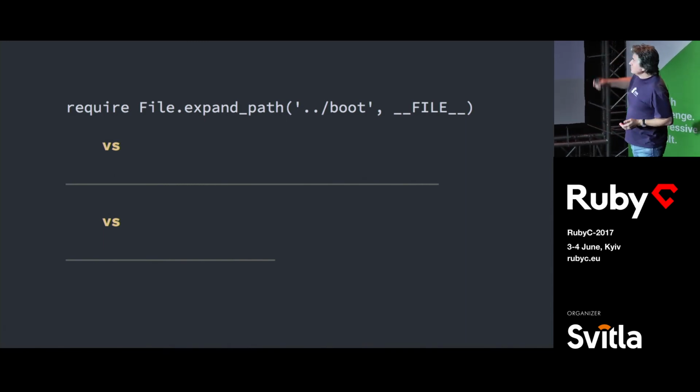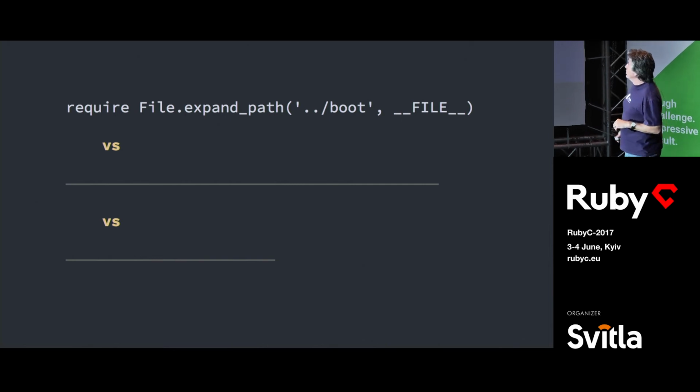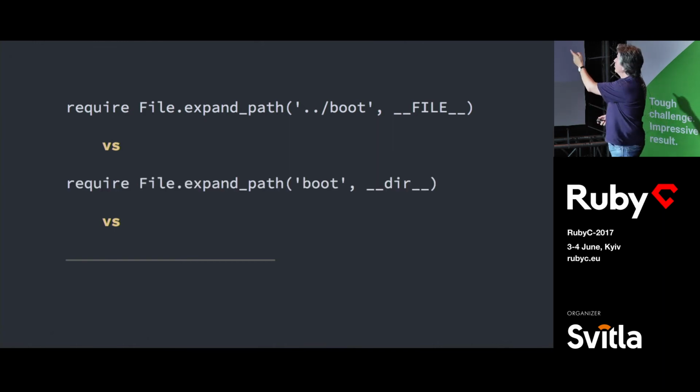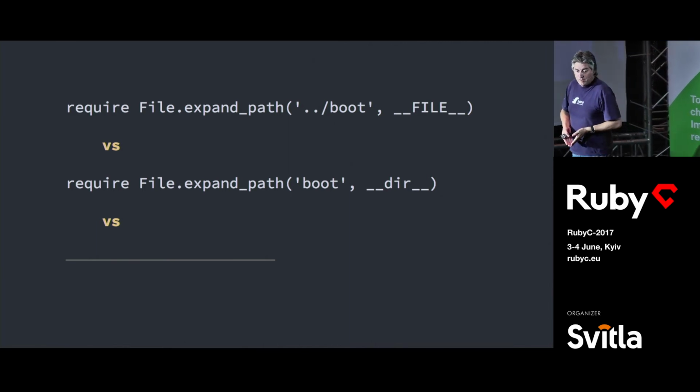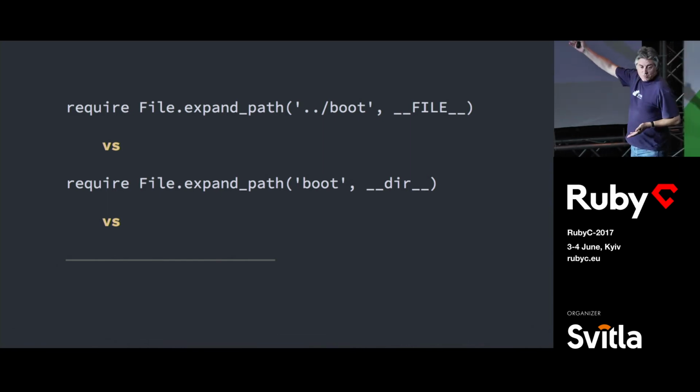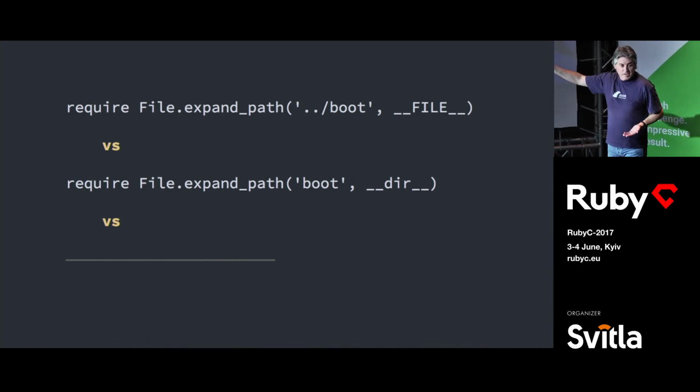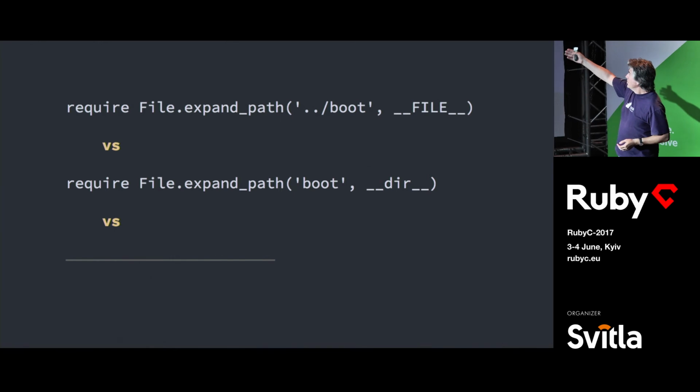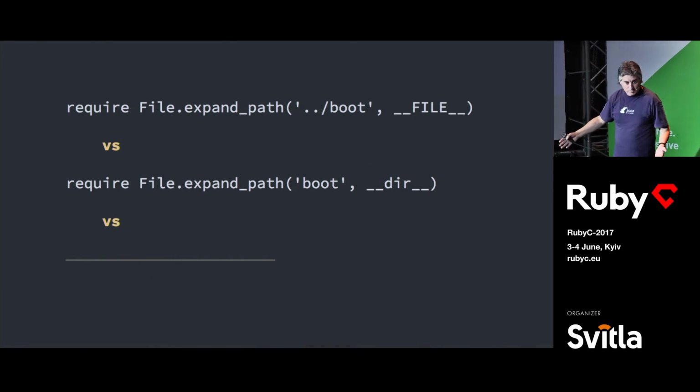So, yes, I don't know. This is not super clear to me, okay? Fortunately, in 2.0, we got this one, __dir__. This is the directory of the current file. And I believe this one reads much nicer than the first one, okay? Both in this directory, done, all right?